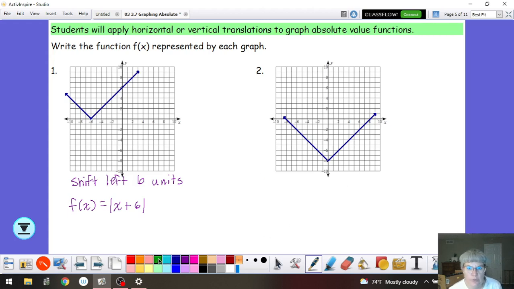For number 2, the vertex moved down 8 units. In that case, f of x equals the absolute value of x, but we do the minus 8 outside of the absolute value because the vertical change appears outside.